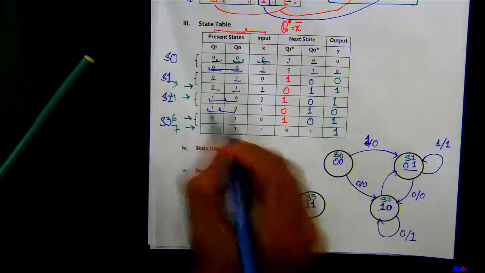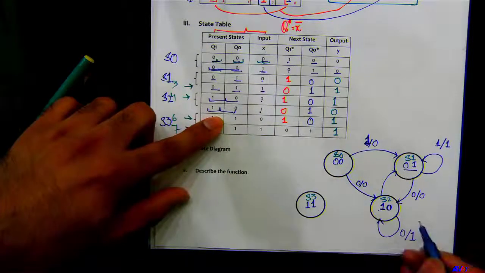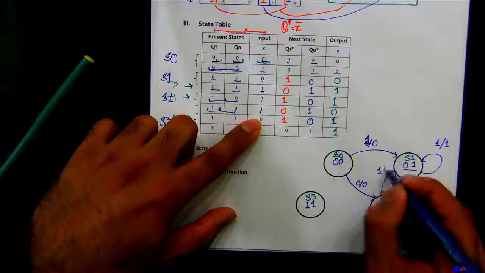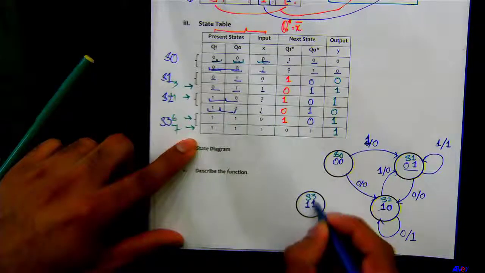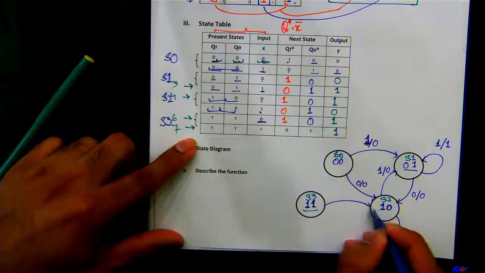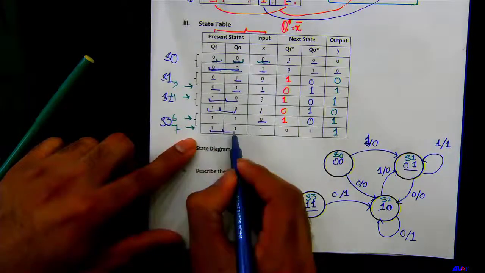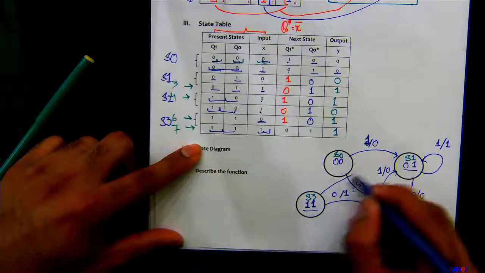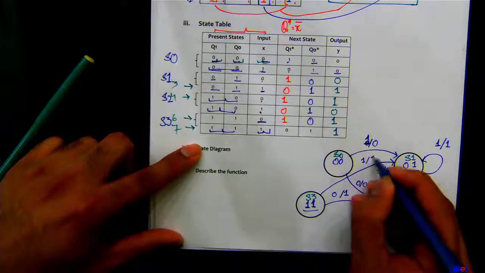This one, 1 0. Input is 1, and then you go to 0 1. What is going to be the output? 0. Then we are at 1 1 here. This is your present state now. Input is 0, we go to 1 0. Output is going to be what? 1. And then if you are at 1 1, input is 1, you go to 0 1. You go all the way to here. Input is 1, output is going to be 1.